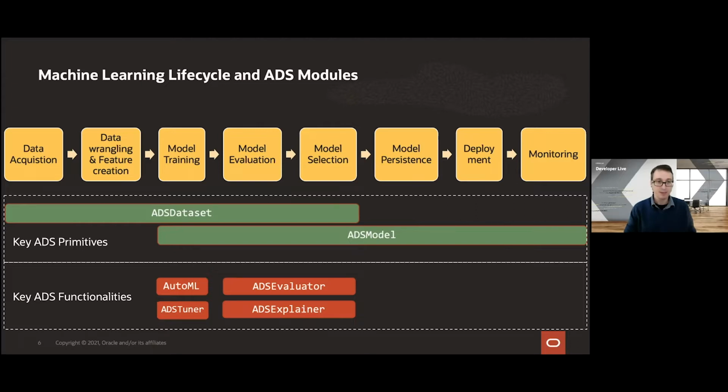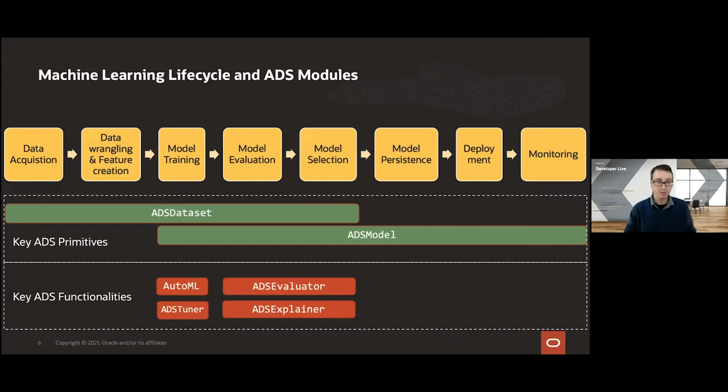And on this flow here, I put also the key ADS primitives that you will see in our upcoming demo shortly. The two key primitives of ADS cover this end-to-end lifecycle: the ADS dataset object and the ADS model object. And these key primitives unlock additional ADS functionalities that you will see also in the demo. There's some around model training, including AutoML. As part of ADS, we have an automated machine learning training engine that you will see, as well as ADSTuner, which allows you to take any open source algorithms of your choice and then tune its hyperparameters efficiently.